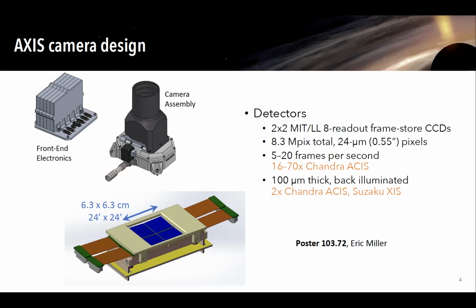Each one is a frame store backside illuminated CCD with 8 readouts, not actually too different from the CCDs that are running on ACIS, except for some key differences, which I will get to. We have about 8 megapixels total. The pixel size is the same as the ACIS CCDs, 24 microns. The key advances over things like ACIS and XIS on Suzaku are the frame rate, which we need to be at least 16 times Chandra, preferably something more like 70 times Chandra, for 20 frames per second.